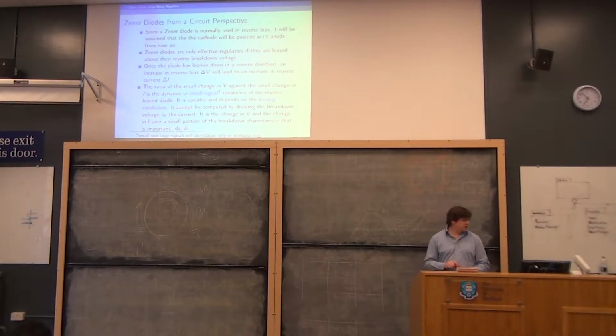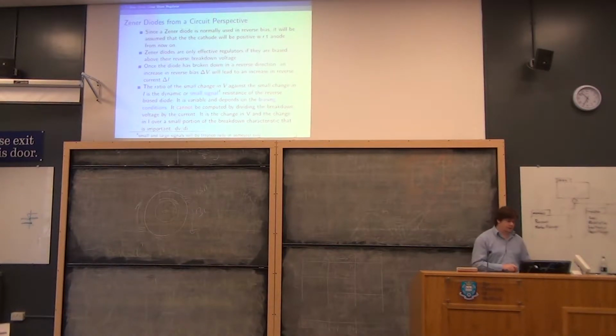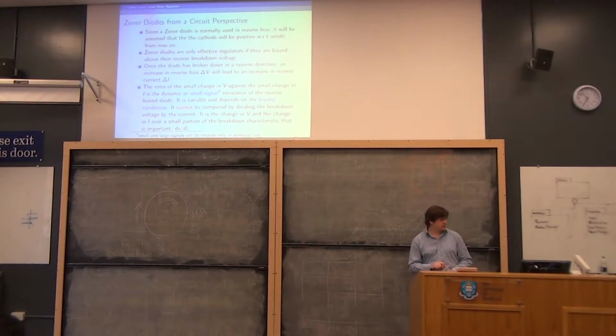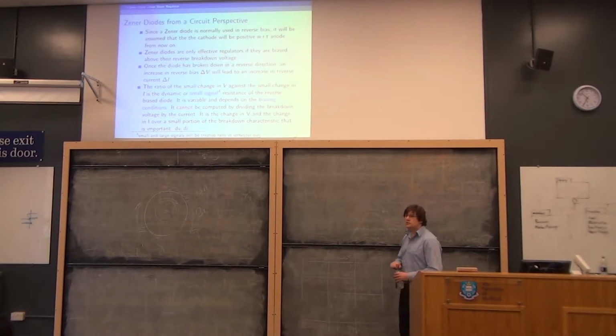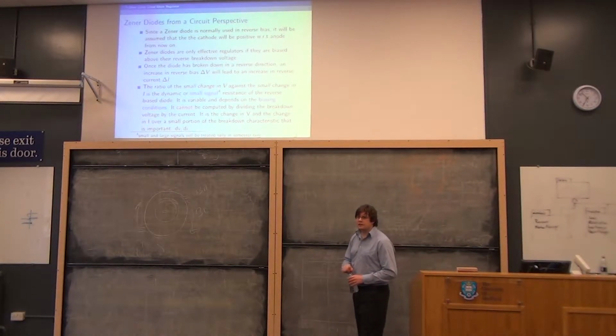There will be a small increase in voltage thereafter, and that will lead to a small increase in reverse current, and the relationship between those two will be 1 over the slope of that line. So the ratio of the change in voltage and the change in current, I would call the dynamic resistance, or the small signal resistance.